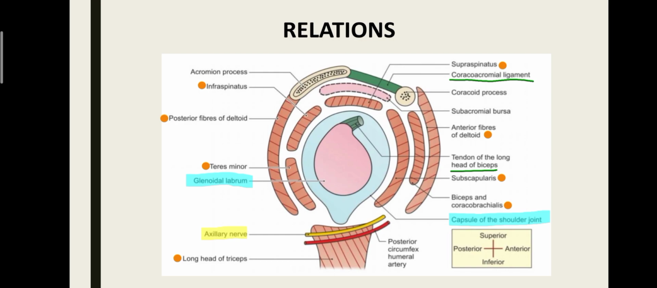See this diagram, you must practice this because you need to draw this in your exam. Okay. So relations you will be writing in 5. Okay. Superior, anterior, posterior and inferior. I see there is a marking in the side also. This is the superior region, right? So this is your inferior region, this is your anterior region and this is your posterior region, and this is within the capsule. So this is actually the blue color is your capsule of shoulder joint.